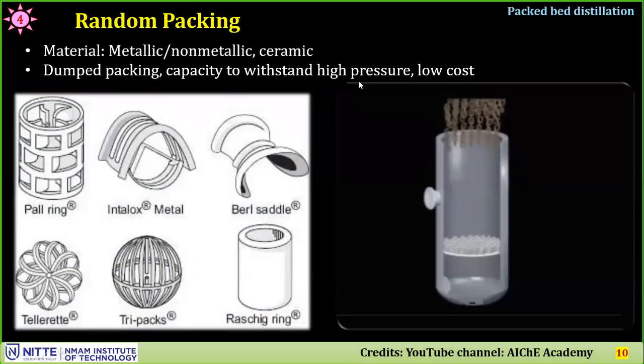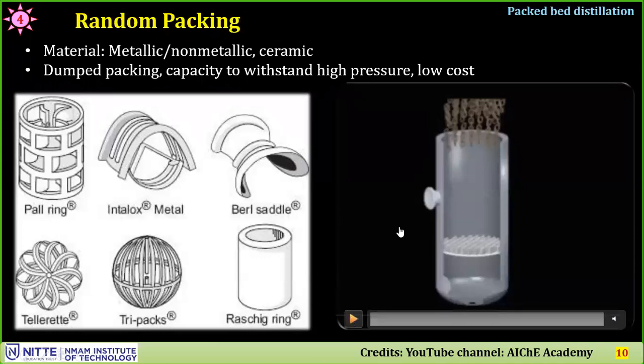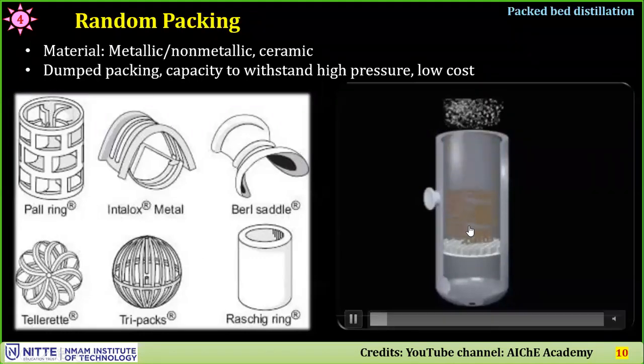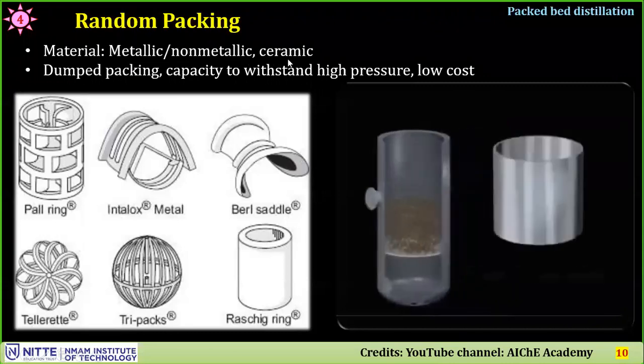Yeah, so we'll see random packing. There are two types of packing: one is random packing, another is structured packing. In random packing, this is how it looks. This is why it is called random packing. The packing materials, any of these, are packed into the column randomly. They are just dumped. It's also called dumped packing. Materials could be metallic, non-metallic, or ceramic.